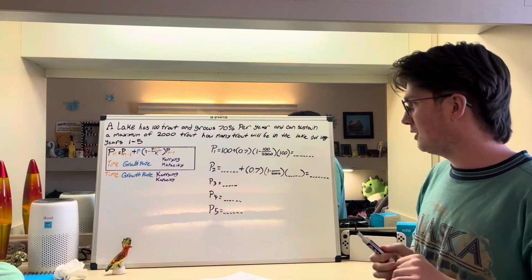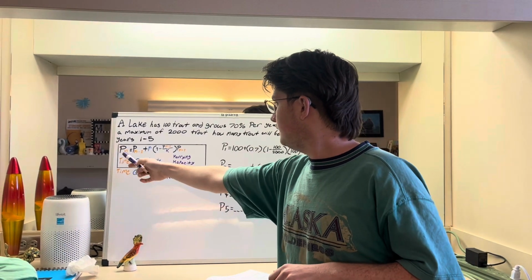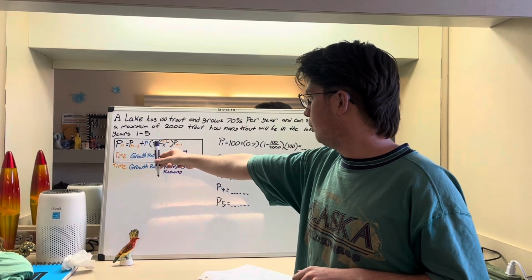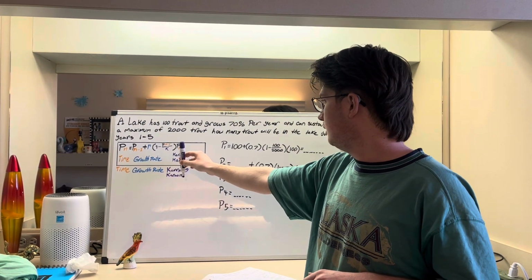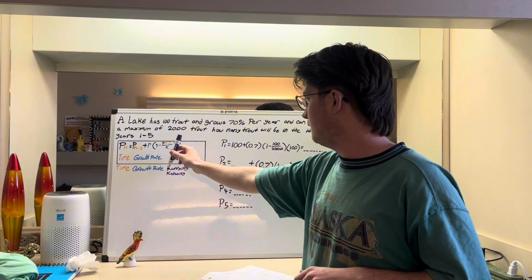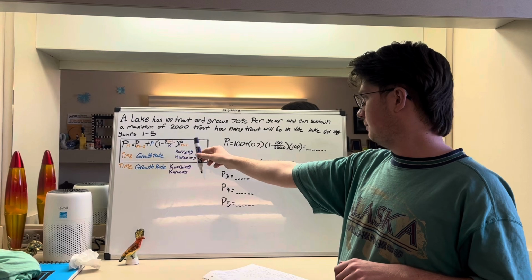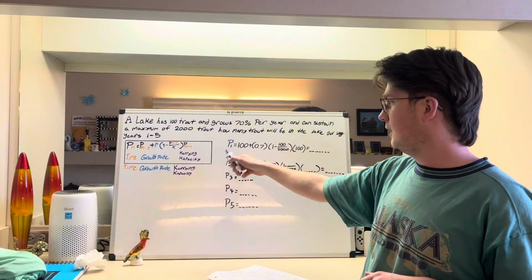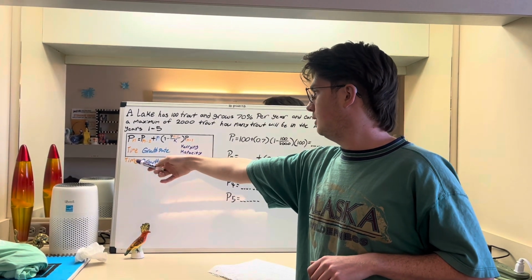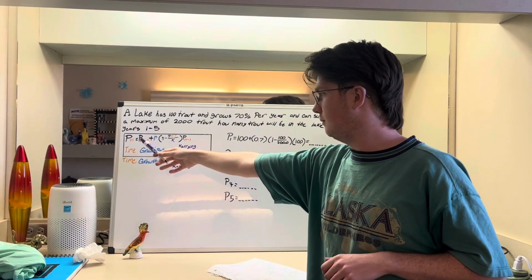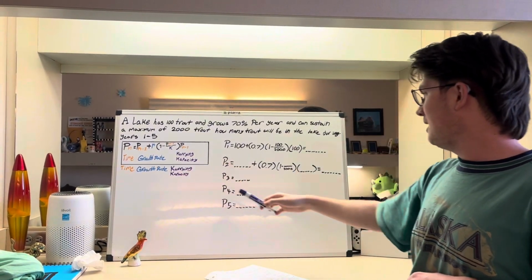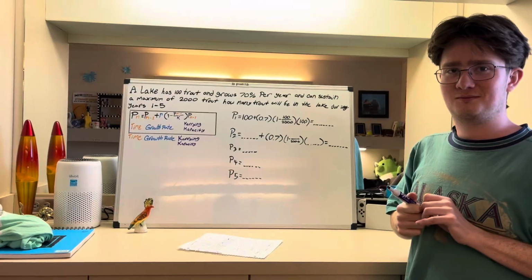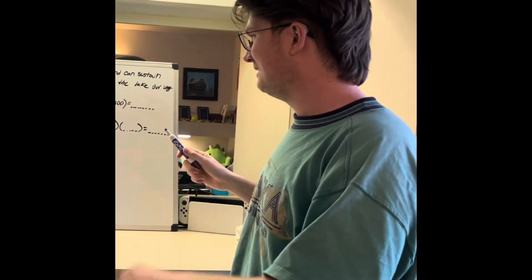So for our equation, we have Pn equals Pn minus 1 plus R, parentheses 1 minus Pn minus 1 over K, times Pn minus 1. N means time, and n minus 1 means the previous time. R means growth rate, K means carrying capacity. And that's the formula that we're going to use. Okay, so that's what it looks like.